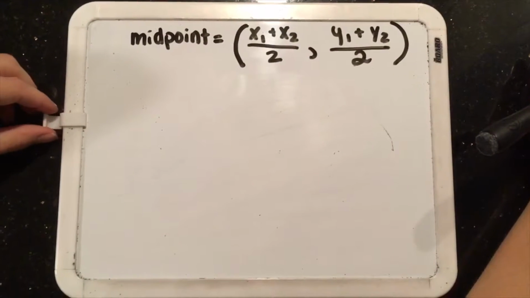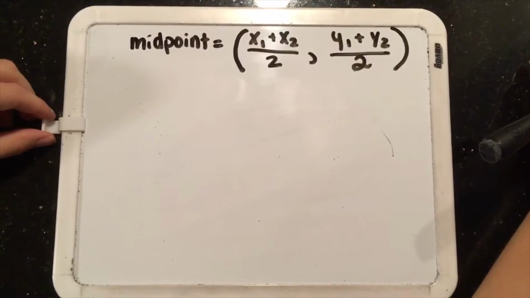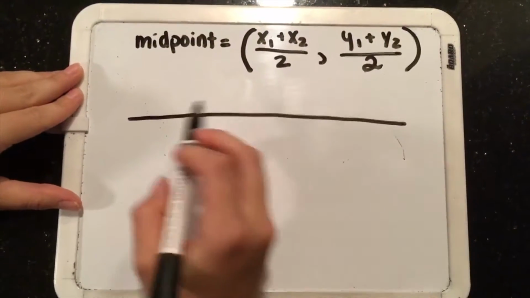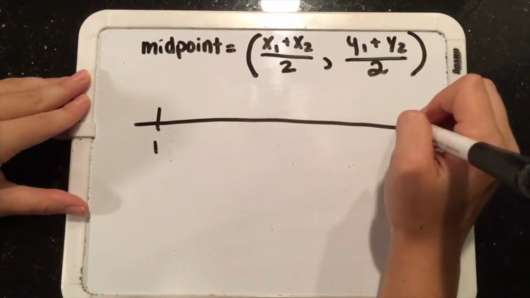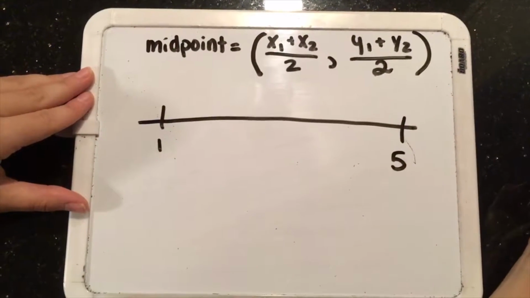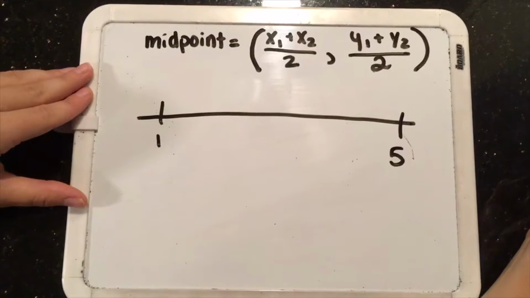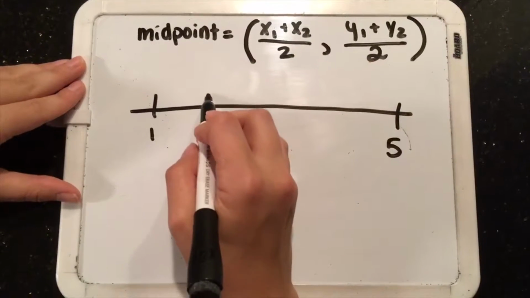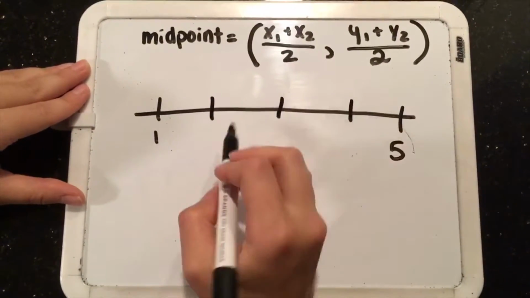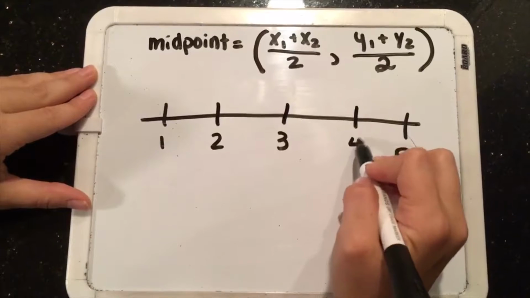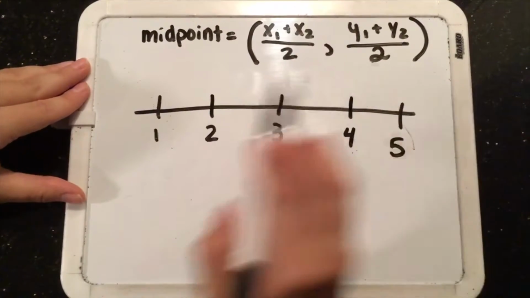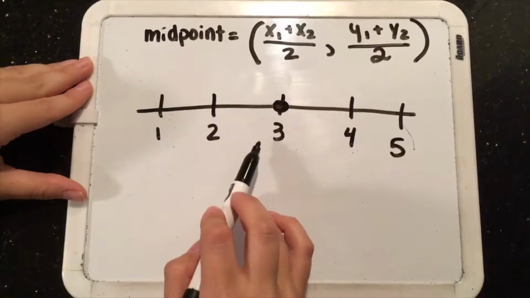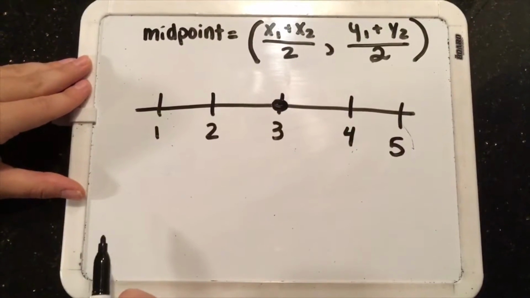I'm going to show you a trivial example so that you see that the average of 2 points is the midpoint between them. Consider a number line, and we have 1 on the left side and 5 on the right side. And we want to know what the midpoint is between 1 and 5. If I count tick marks, 2, 3, 4, it's easy to see that the midpoint between 1 and 5 is 3, because it's 2 away from 1 and also 2 away from 5.